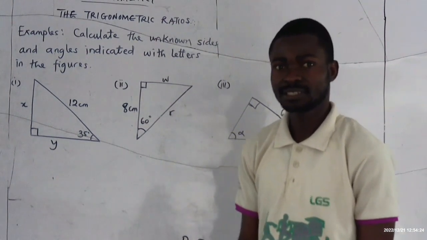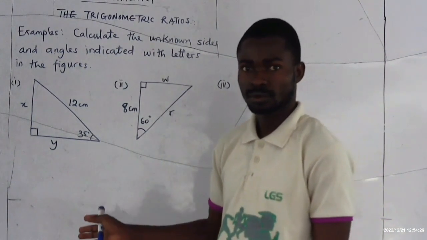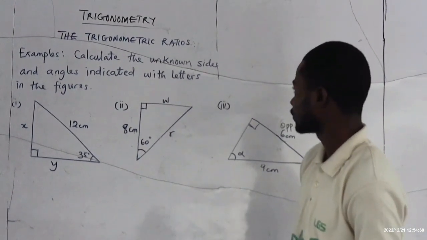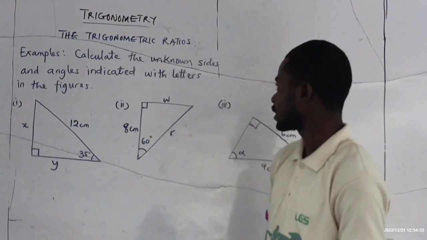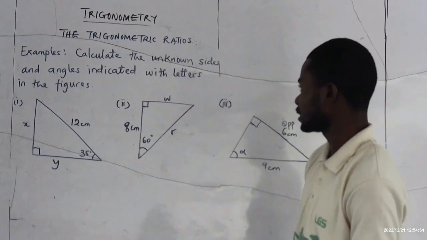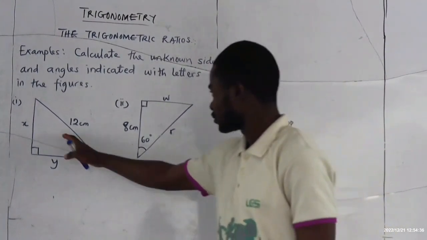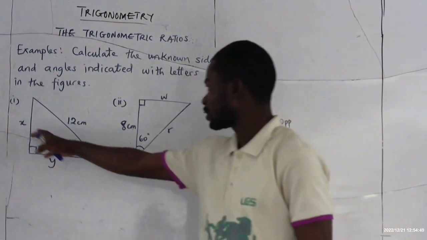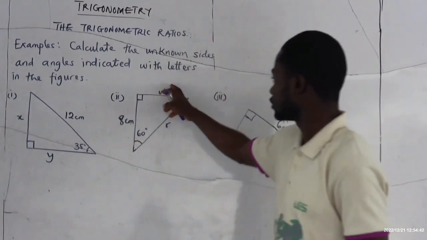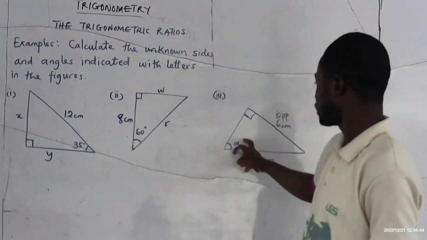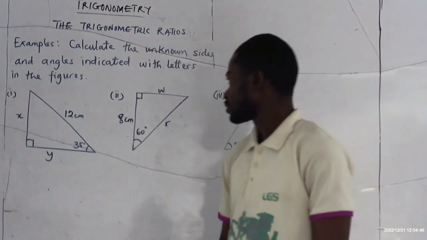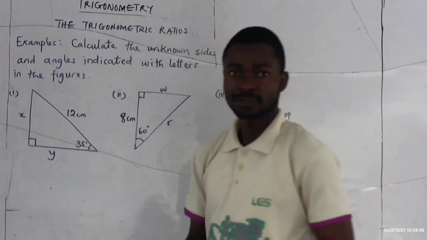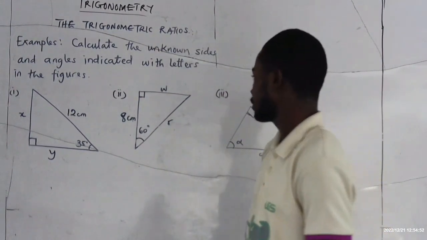Now we shall be using the trig ratios to calculate. Look at the question: calculate the unknown sides and angles indicated with letters in the figures. You notice we have 3 triangles. We should calculate for x and y, we should calculate w, and now we should calculate the side alpha. So we use our trig ratio, and before we do that, we have to name the sides of the triangle.